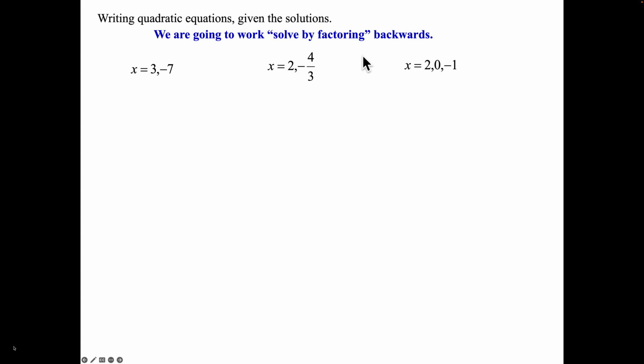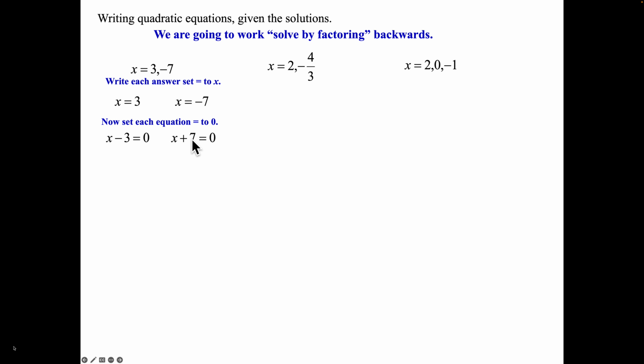And these are the answers that we acquired when we solve by factoring. So what we're going to do is work that backwards. Here we're going to take x equals 3 comma negative 7. We're going to set each number equal to an x. And then we're going to take each one of these equations and set them equal to 0 to turn them back into binomials. So we'll subtract over the 3, add over the 7. So now I have the binomials x minus 3 equals 0, x plus 7 equals 0.